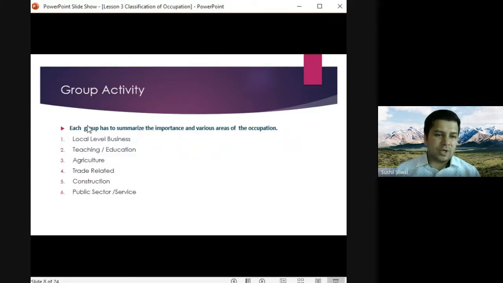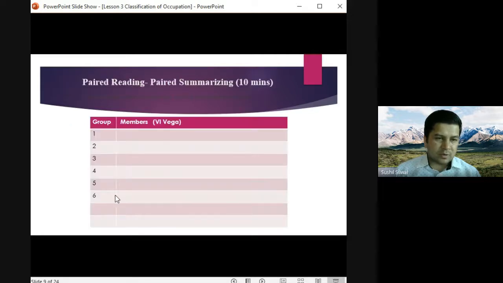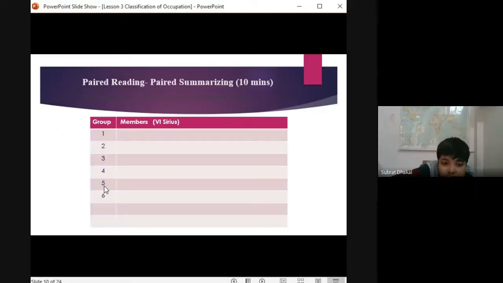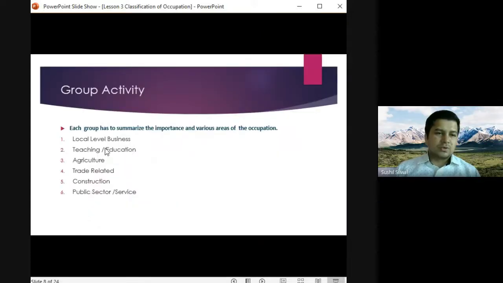So for this, we have different groups, group 1 to 6. Okay, we have 5 groups, so out of them one topic we will leave for now. You will see the book and summarize till the importance of that occupation. Group 1, local level business; group 2, teaching; group 3, agriculture; group 4, trade related; and group 5, construction. You are not going to research anything from the internet. You're going to read the book exactly and summarize that only.